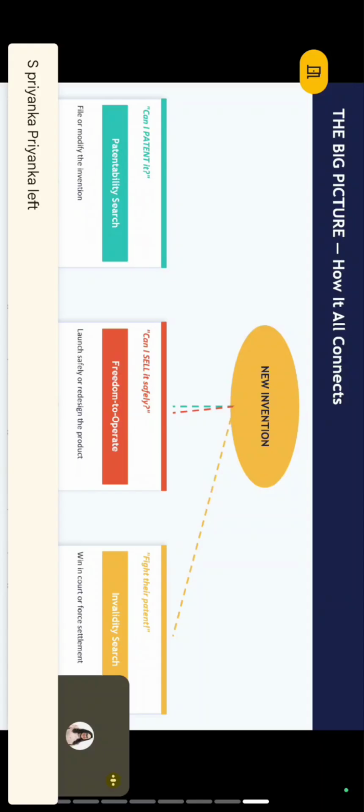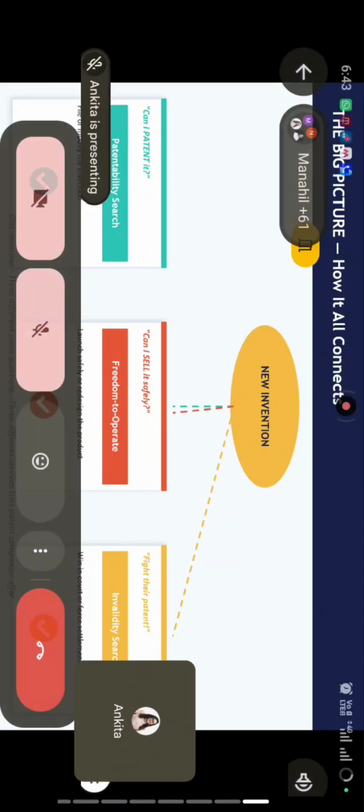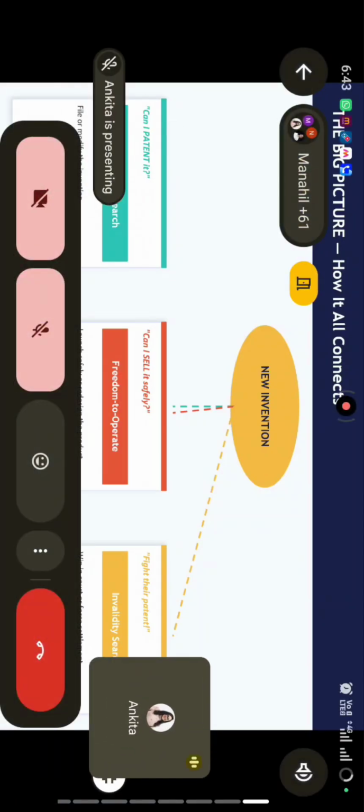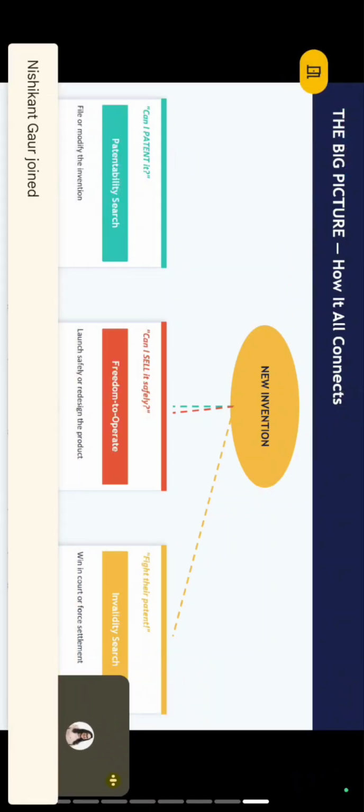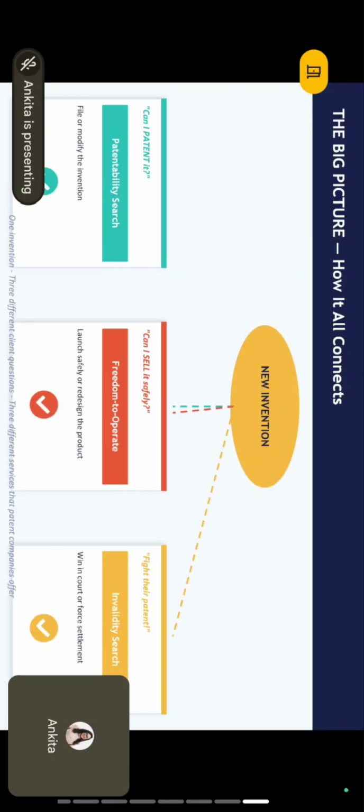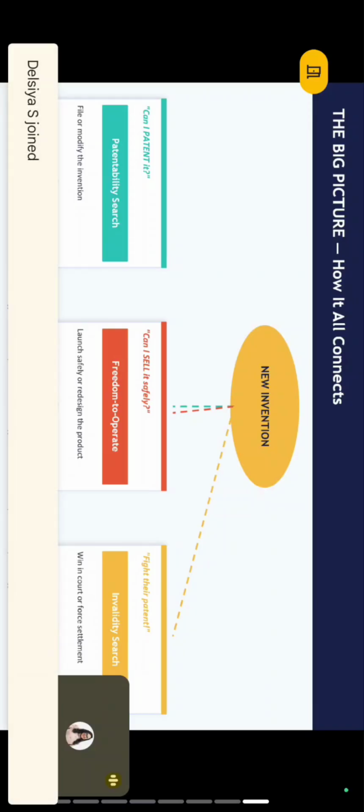Now, how are all these things interconnected? This is very important. We have covered a lot today. Let me show you how all these things are actually interconnected. There is 1 invention, 3 different client questions, and 3 different services that patent companies offer. The first question: can I patent it? For this we do the patentability search.